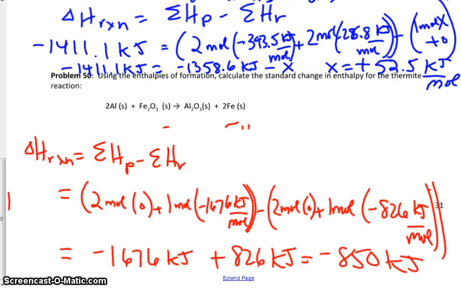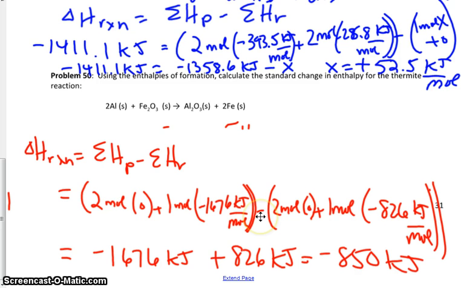Again, it's the sum of the heats of formation of the products minus the sum of the heats of formation of the reactants. You'll see I have these numbers here. This 2 goes to iron. I don't know why I reversed them, but the iron is 0. Then 1 mole of the aluminum oxide. Those are the heats of your products.